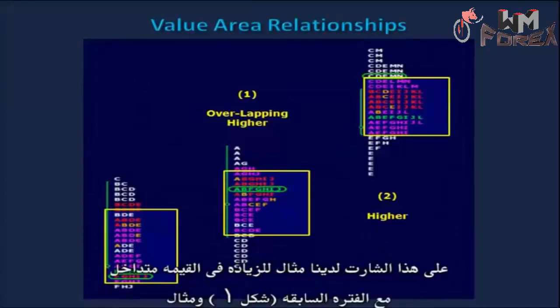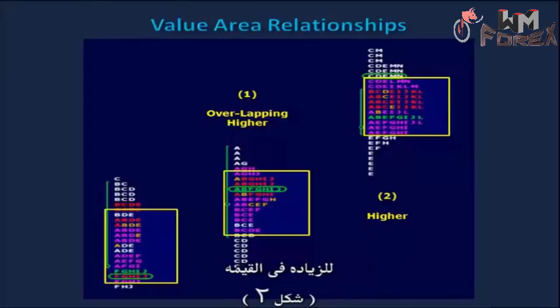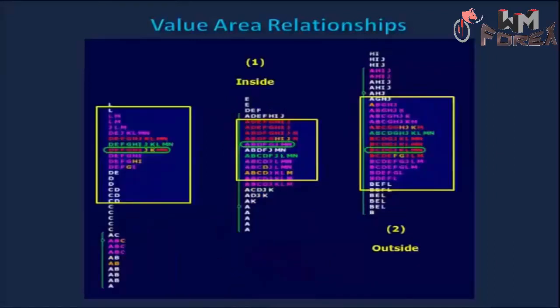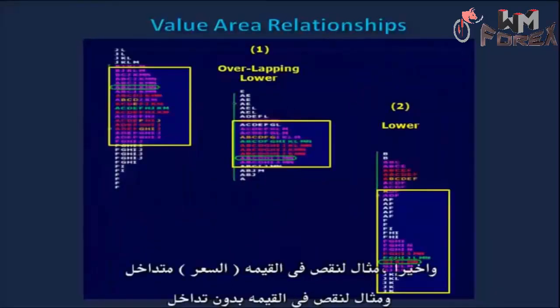On this chart, we have an example of both overlapping higher value, shown in number 1, and higher value, illustrated by number 2. Here we see an example of both inside value and outside value. And finally, we have an example of both overlapping lower value and lower value.